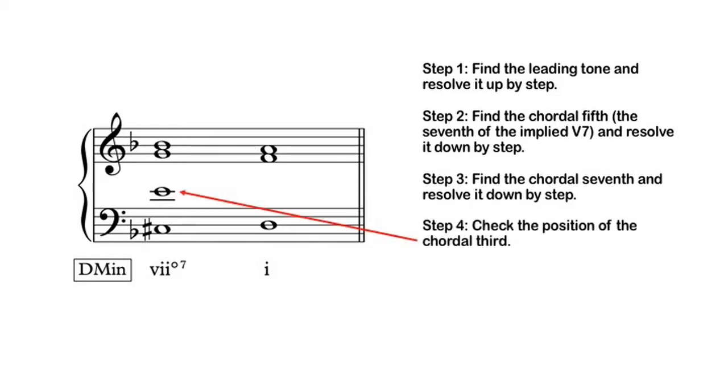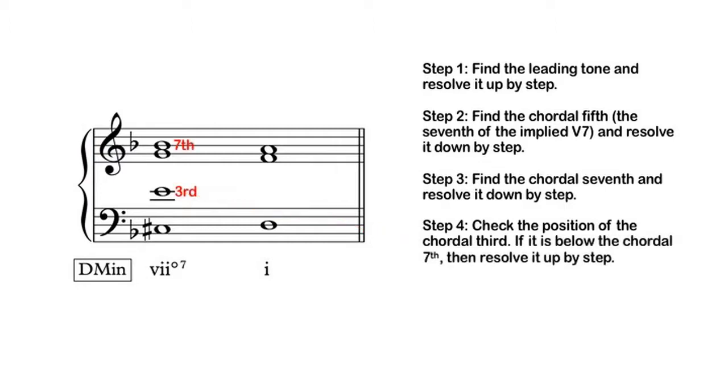The 3rd of the chord, scale degree 2, is the one tone that has a little bit of flexibility with what you do to it, but only in certain situations. And this is where we need to check things before we figure out what to do with it. If the 3rd of the chord appears below the 7th of the chord in the voicing, as you see here, then it must resolve up by step.